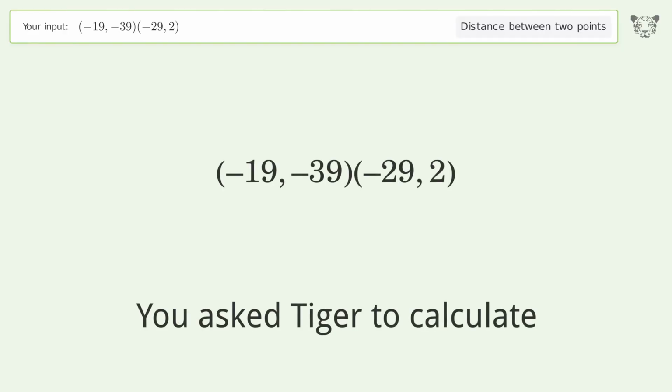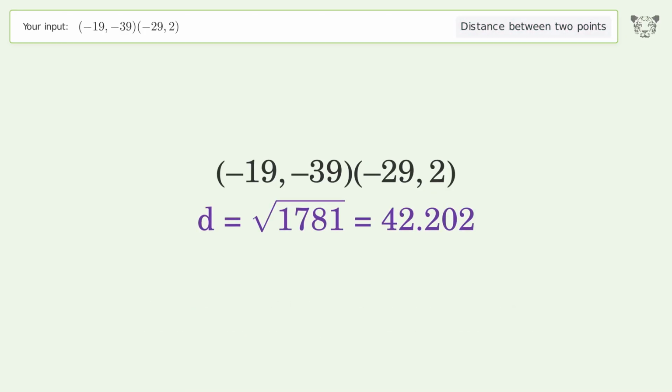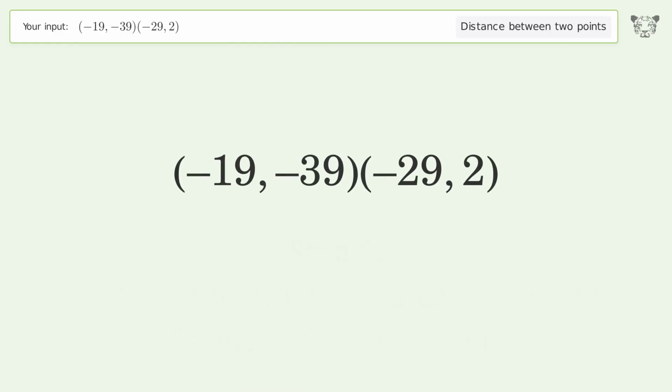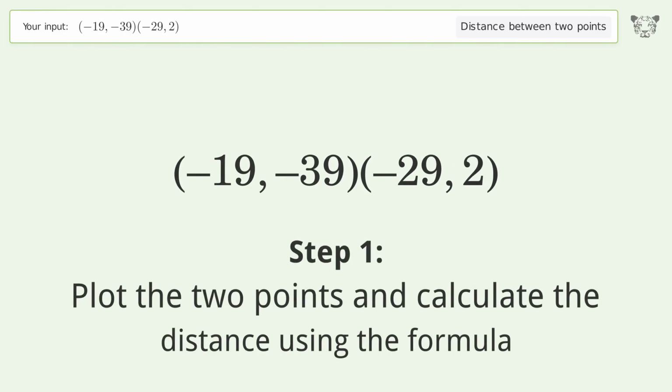You ask Tiger to calculate. This deals with the distance between 2 points. The distance between the 2 points is the square root of 1781, or 42.202. Let's solve it step by step. Plot the 2 points and calculate the distance using the formula.